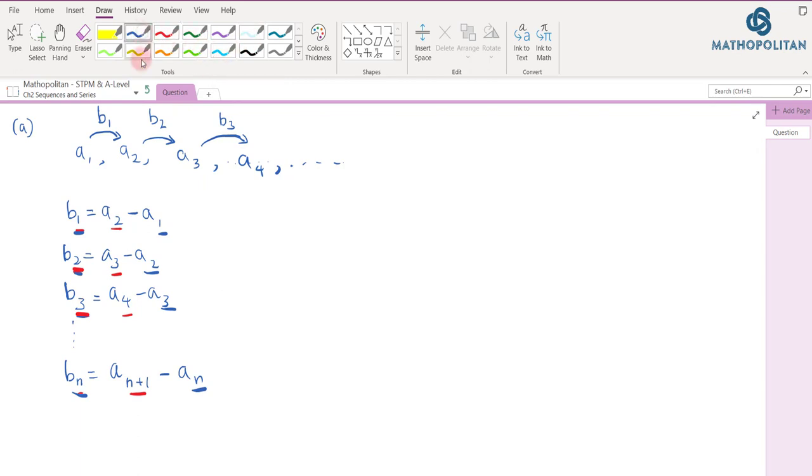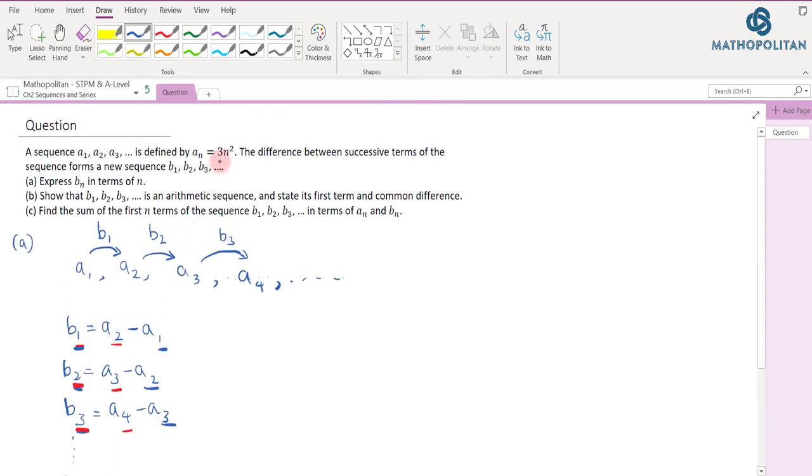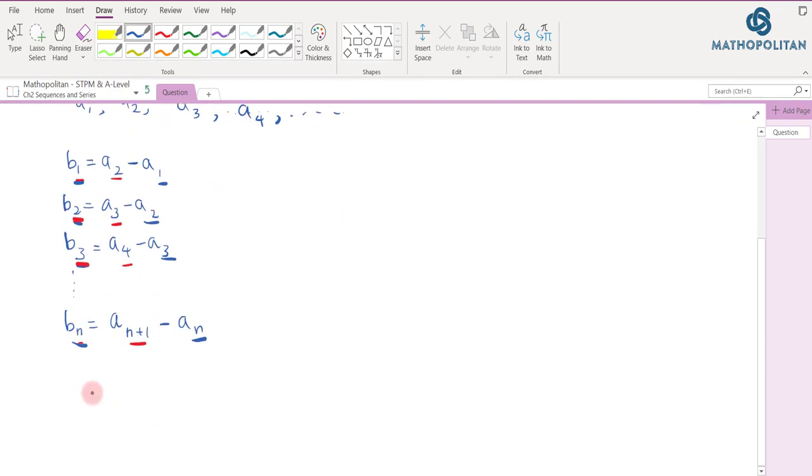And now we need to figure out what A sub n plus 1 is, because it's given here that A sub n is 3n squared. So if A sub n is 3n squared, A sub n plus 1 has to be 3 multiplied by n plus 1 squared. We just change the n here from n to n plus 1. So this becomes 3 times n plus 1 squared.